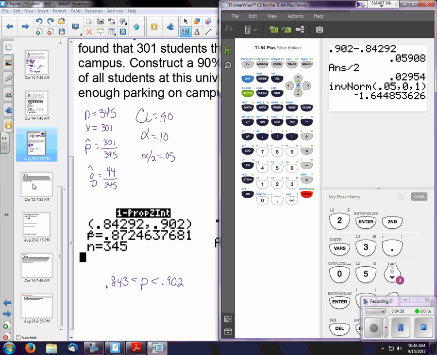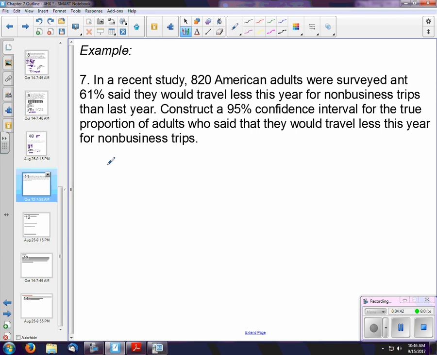Let's take a look at another example. In a recent study, 820 American adults were surveyed, and 61% of them said they would travel less this year for non-business trips than last year. Construct a 95% confidence interval for the true proportion of adults who said that they would travel less this year for non-business trips.